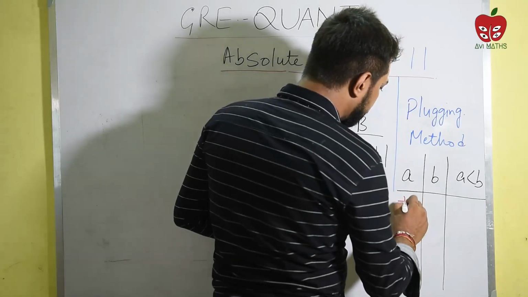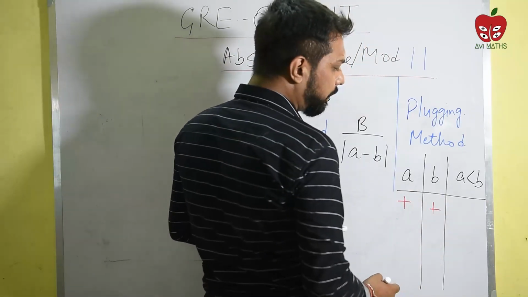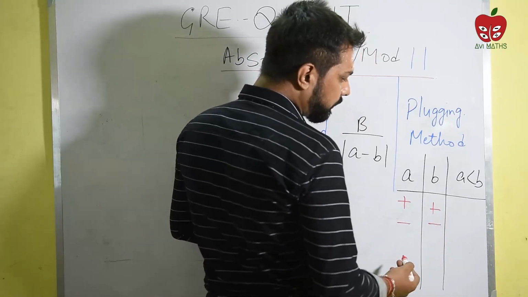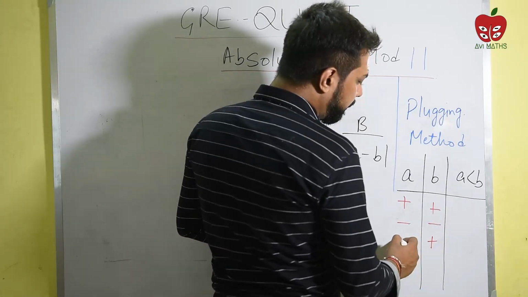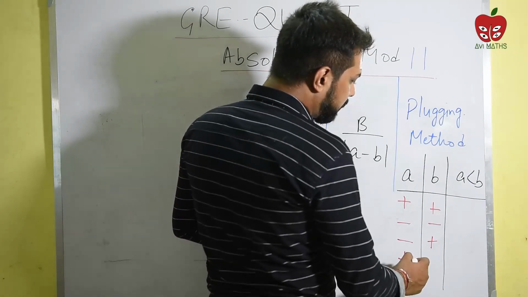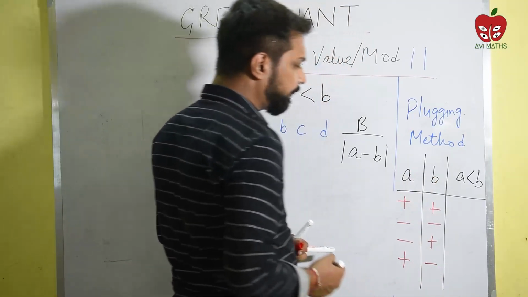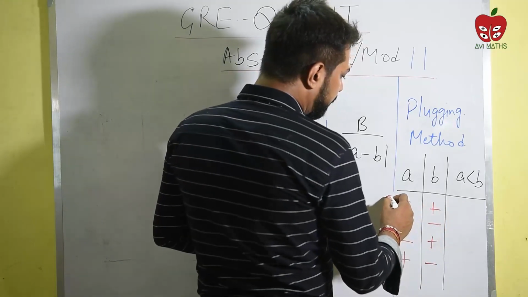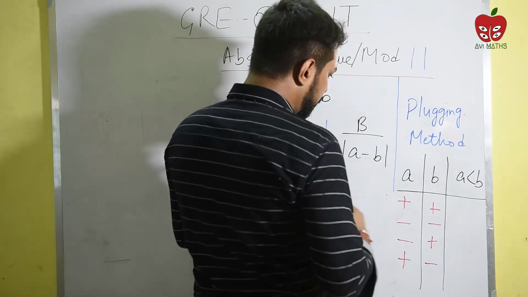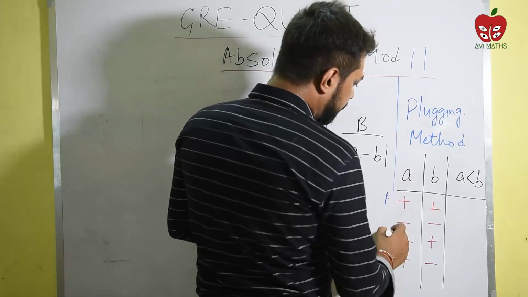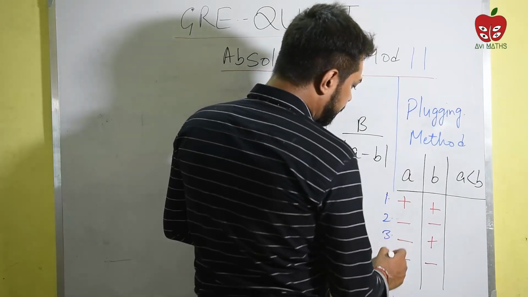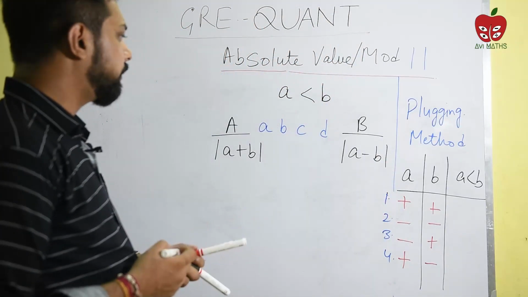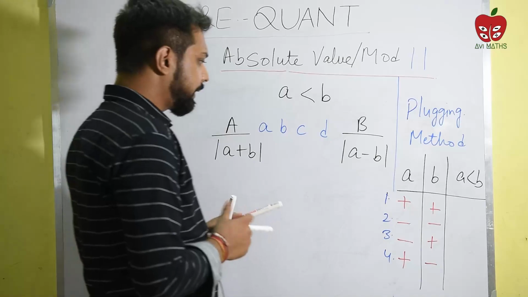Both are positive. Second possible case is what? Both are negative. Third possible case is what? A is positive, B is negative, and the fourth possible case is what? A is negative and B is positive. Now this is case number 1, this is the second case, this is the third case, and this is the fourth case. Right? Very, very fine. Now try to understand.